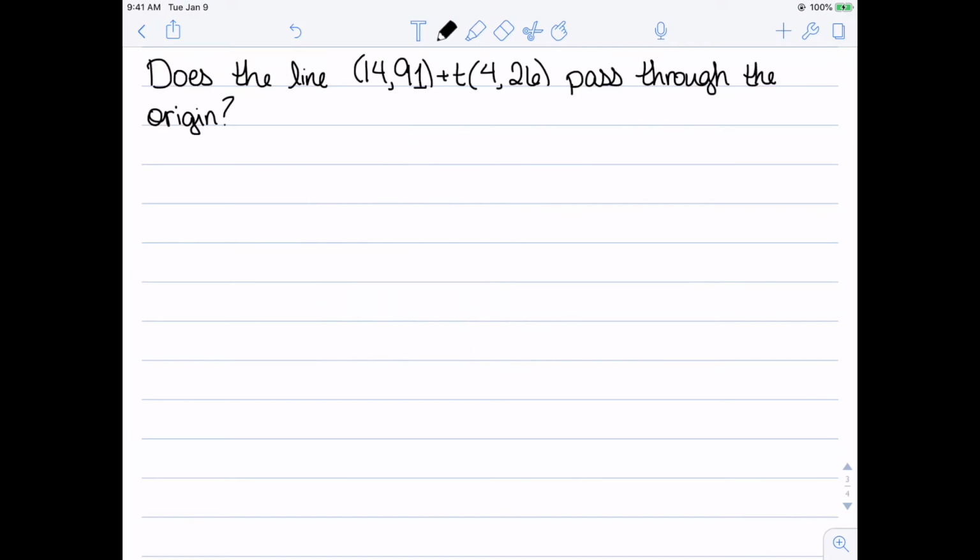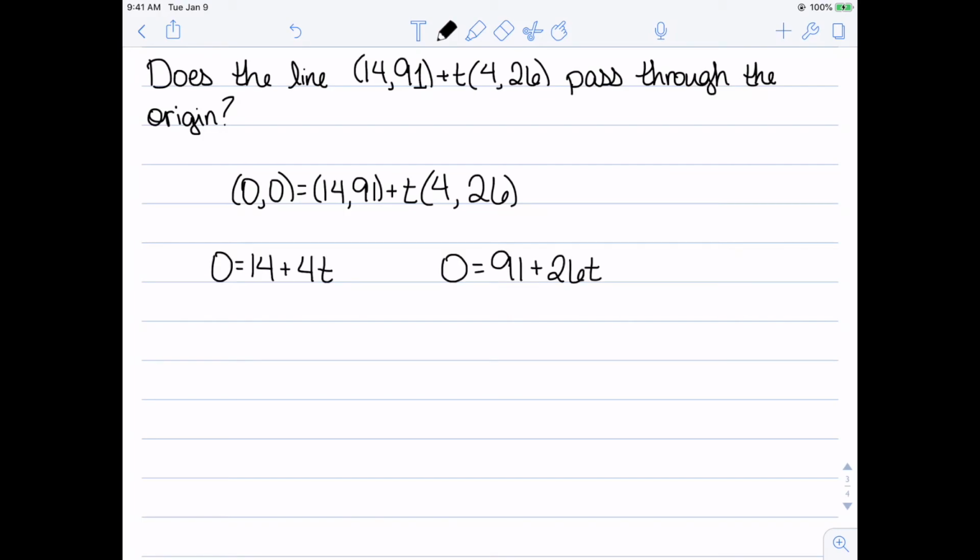My next problem, does this line given by (14, 91) plus t times (4, 26) pass through the origin? This is equivalent to asking if there's a value of t such that (0, 0) is equal to (14, 91) plus t times (4, 26). And this is actually going to give us two equations, one for the first coordinate, one for the second. The first coordinates would give us 0 is equal to 14 plus 4t, and the second coordinates would give us 0 equal to 91 plus 26t.